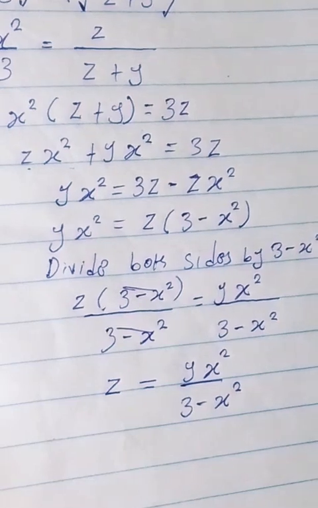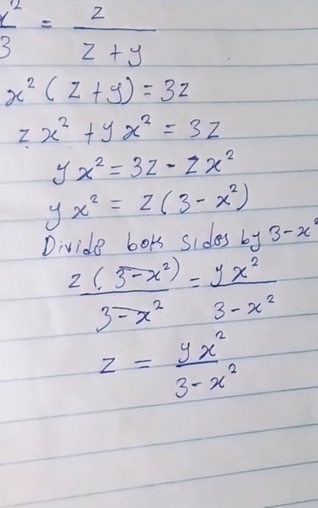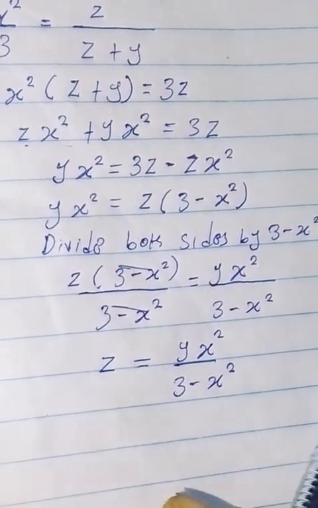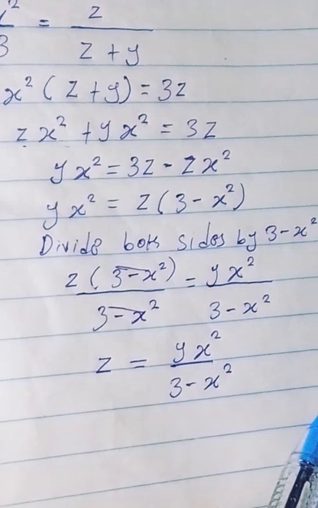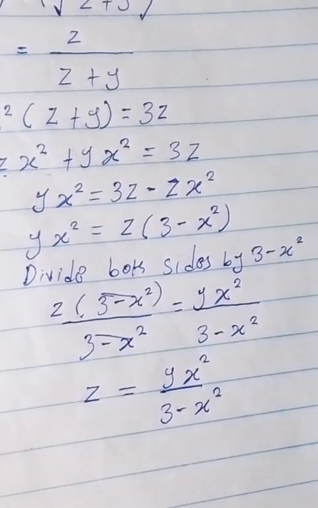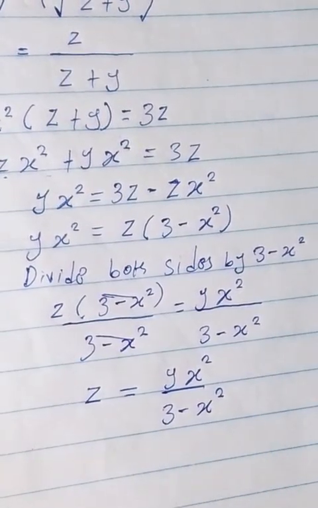So we have expressed z in terms of x and y. So that's what we have to do to make z the subject of the formula. Now this is the answer to a past question. Now we have our answer to be yx squared over 3 minus x squared.